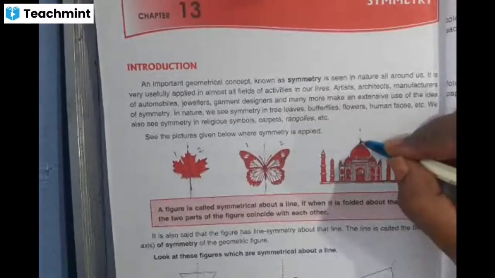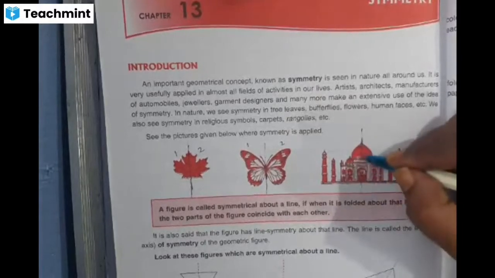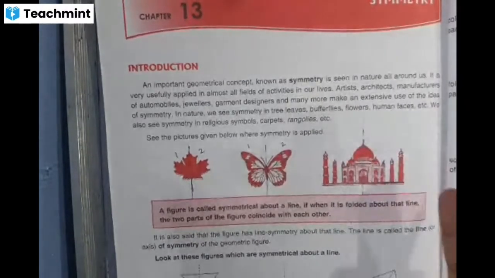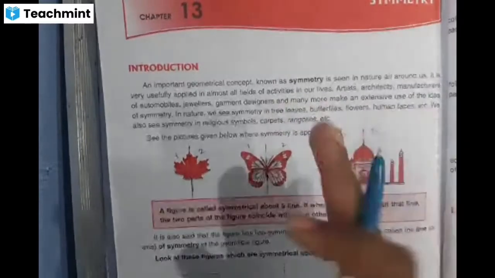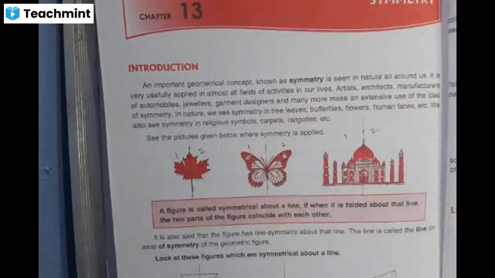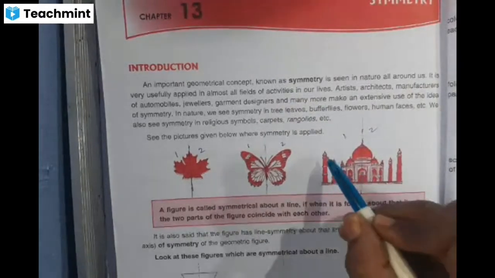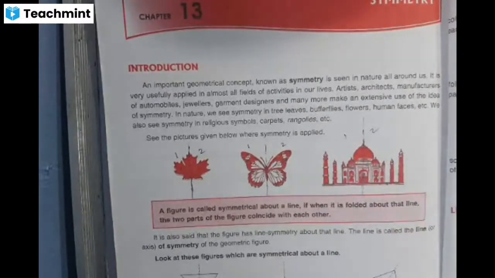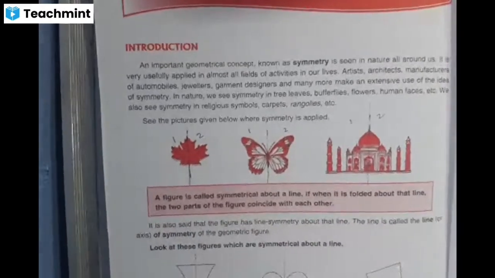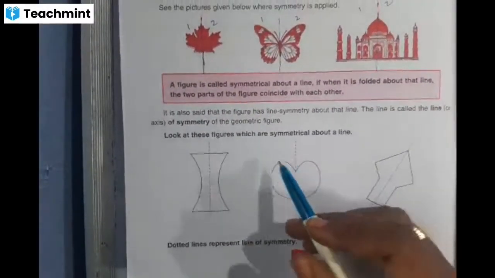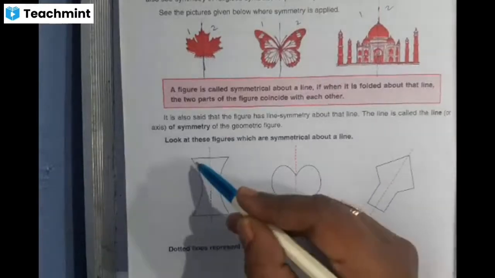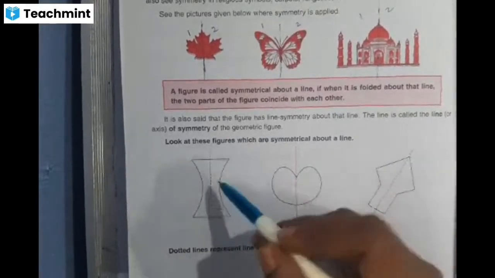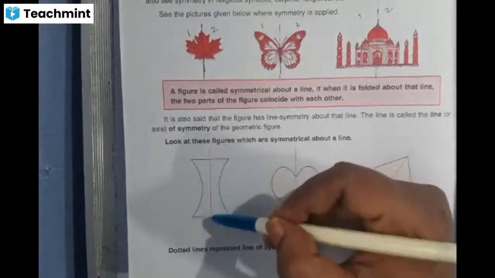Same with this Taj Mahal figure, children. If this is a line I draw, and about this line I'm going to fold the first part on the second part, the same thing is going to happen. What happens here? Each and every part of the first part is going to coincide with the second part. So here we know what is a symmetrical figure with this. Now let us look at some more examples here. Here are some figures, children. Now this is a figure and you can see the line here, isn't it?